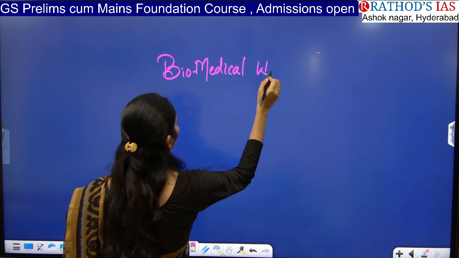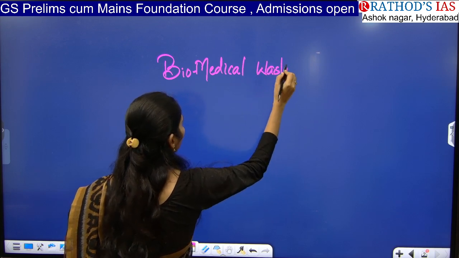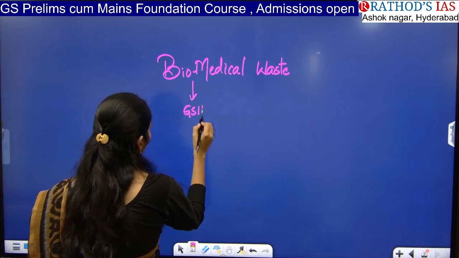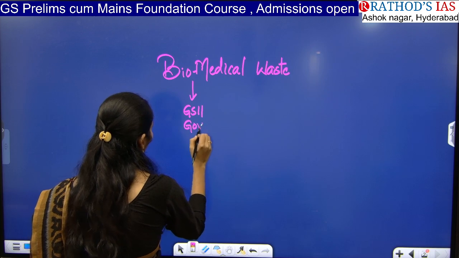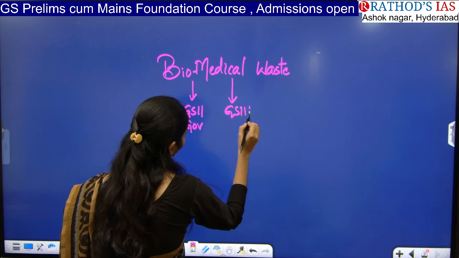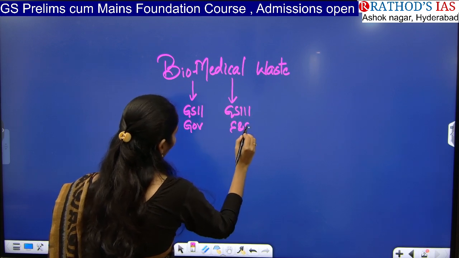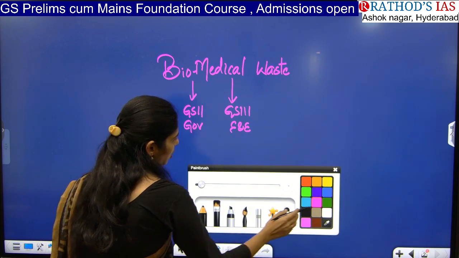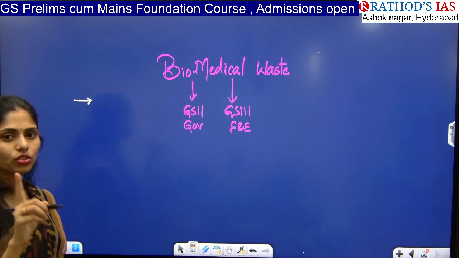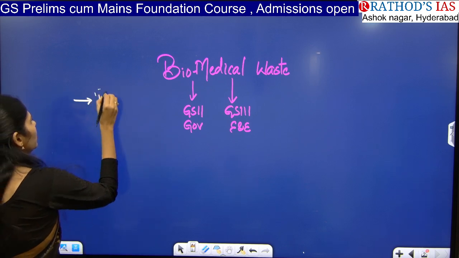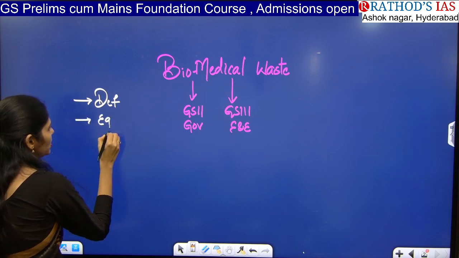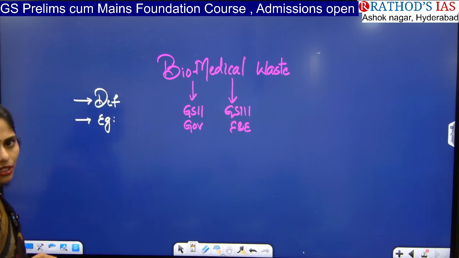It is biomedical waste. So this article is important from GS paper 2 under governance point of view, and even from GS paper 3 under environment and ecology point of view. Okay, so what are the dimensions you have to see, guys? So first one is you have to know what this biomedical waste is about, and you have to know some examples of this biomedical waste.